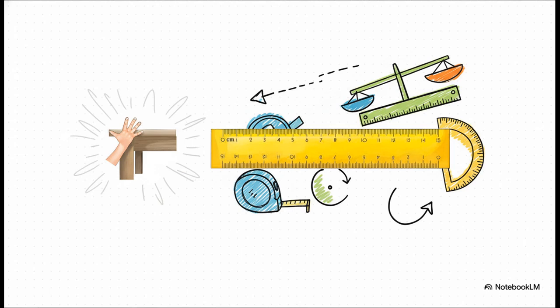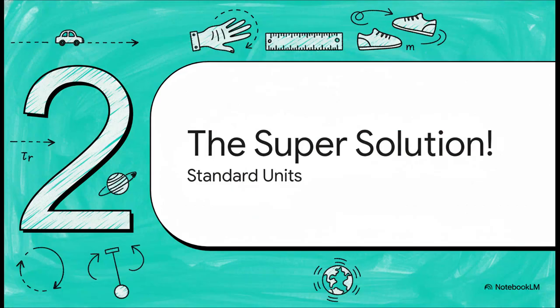This picture really tells the whole story. On the left, you have the handspan, what we call a non-standard unit. It's confusing, but on the right, you have a proper scale, a standard unit. It's clear, it's consistent. We needed a system where one measurement means the same thing for everyone no matter where you are. And guess what? We have one. And that brings us to the hero of our story, standard units.